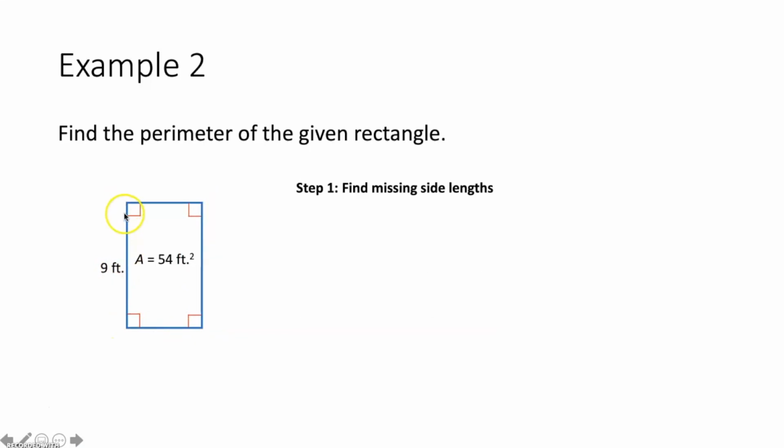So how do we do that? Well, this is a rectangle, meaning it's also a parallelogram. So both pairs of opposite sides are going to be congruent.